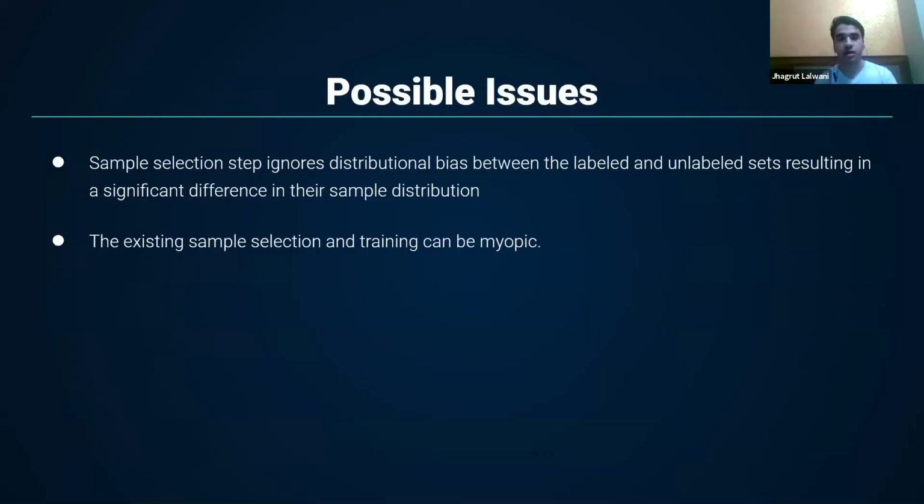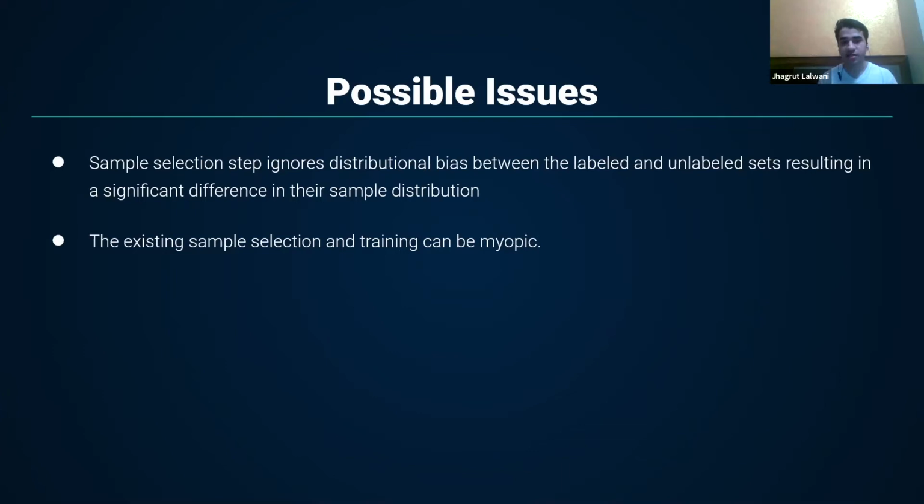Next slide, please. Yeah. So possible issues which we may run into here are namely two. One is that the sample selection step generally ignores the distributional bias which is present between the unlabeled and labeled data sets, resulting in a significant difference in the sample distribution. That is, after iterative co-training, the sampling bias may shift towards the unlabeled data set, which results in a very poor performance of the trained model at the testing time.